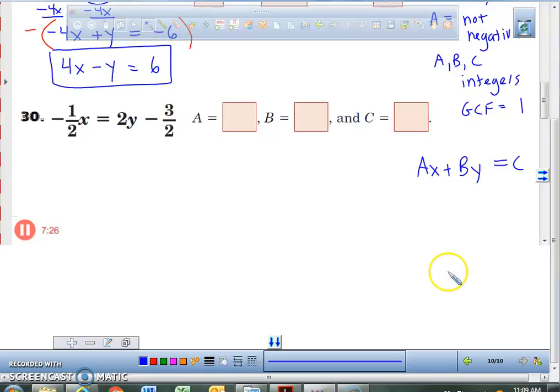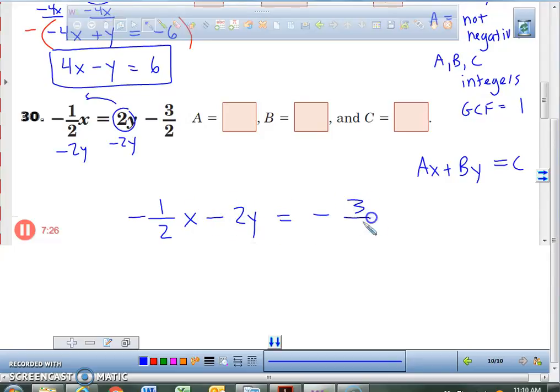What's one of our problems, people? The y needs to be over on the other side. Okay, so what we're going to do is move the y over to the other side, which means we need to subtract 2y from both sides. So here we go. Negative 1 half of an x minus a 2y equals negative 3 over 2.